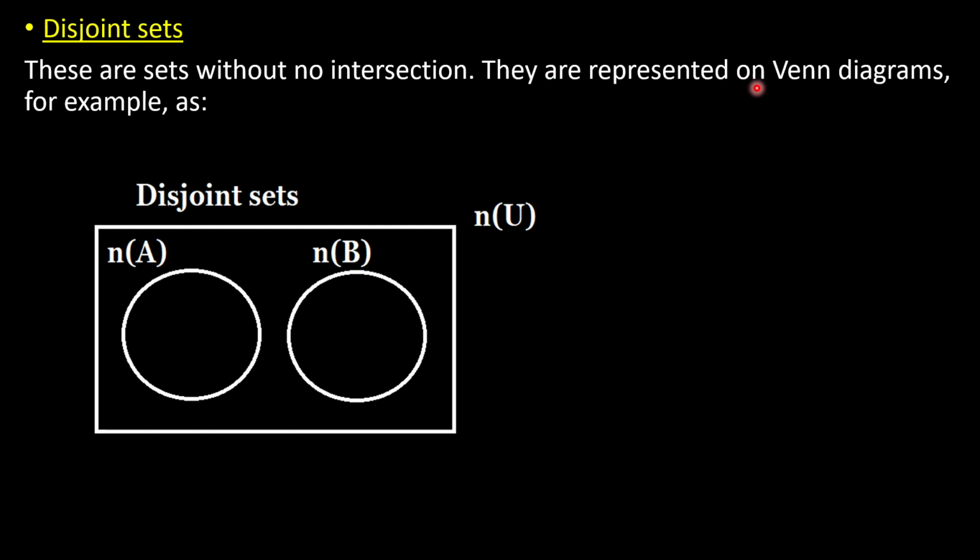So they are represented on Venn diagrams like this: the circle of A, the circle of B. You see they have no intersection, or they have no region where they share simultaneously. They are separated. So this type of set is called the disjoint set. So they are sets with no intersection.